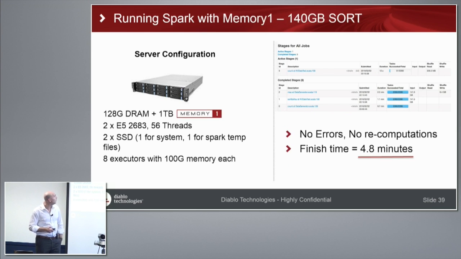Okay? Okay, so the only thing we did was we added the Memory1 and accompanying software into this exact identical system, did not change anything. Okay, and now the sort ran in 4.8 minutes. And these slides, I guess, will be made available to you. Here is the data coming out from Spark Perf. And the sort took 4.8 minutes.